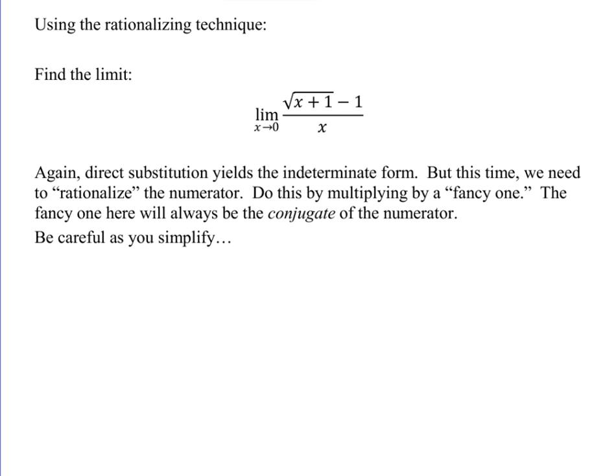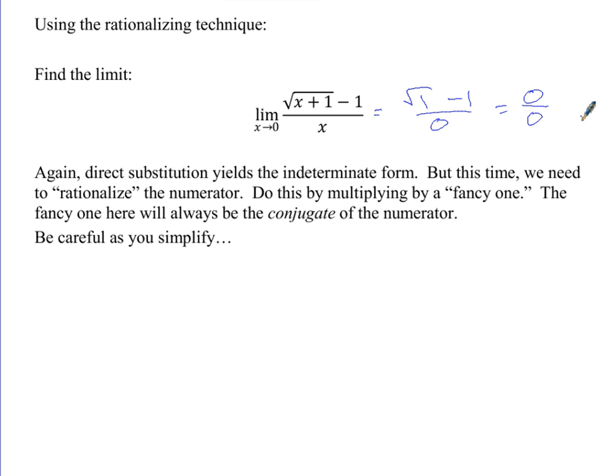Using the rationalizing technique, this is the other method that we have. Find the limit. So again, if we want to direct substitute, can we? No, we can't. You plug 0 in, and clearly there's division by 0 here. But if we try to do the direct substitution for the top and bottom, then we get the square root of 1 minus 1 over 0. The square root of 1 is 1. 1 minus 1 is 0, so you get 0 over 0. Again, we have the indeterminate form.